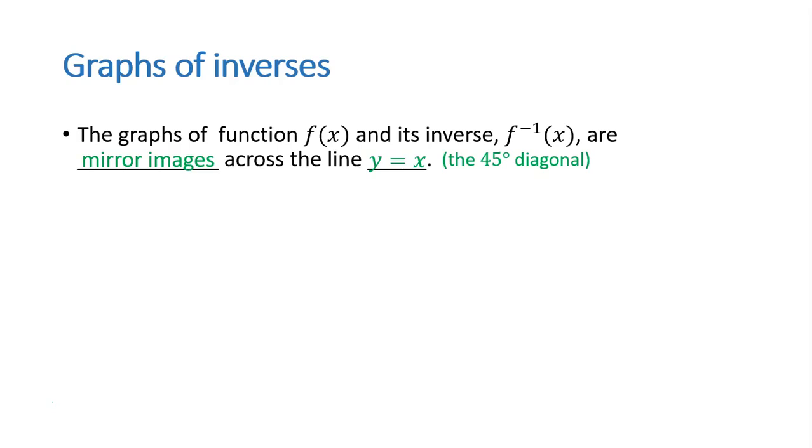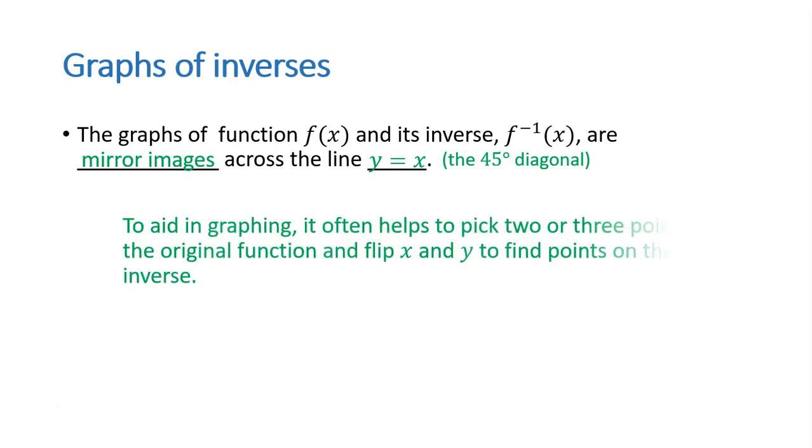So if a point is on the original function, it has a coordinate of x and y, then the corresponding point on the inverse is going to have the same coordinates, but they're going to be flipped. So the x is going to become a y, and the y is going to become an x. You can visualize what an inverse looks like by using this mirror image idea, but realistically, it's more practical just to pick a couple points. So to aid in graphing, we're going to pick a couple points from the original function, and then we're going to actually flip the x and y to find the corresponding points on the inverse.